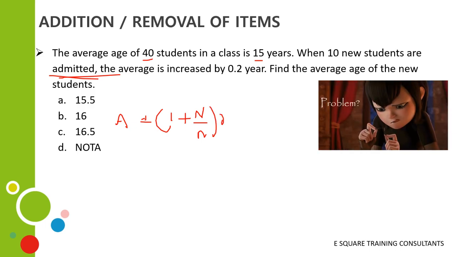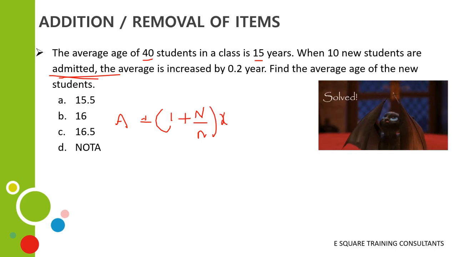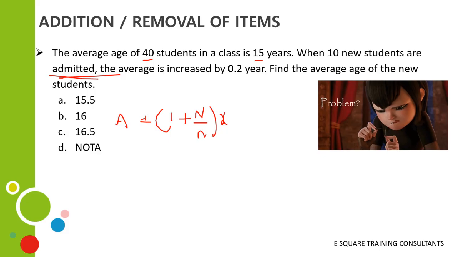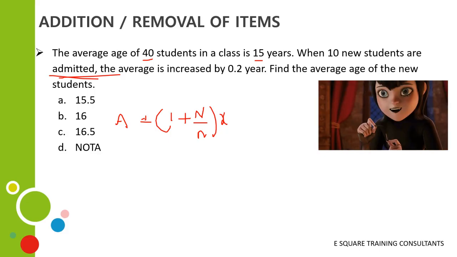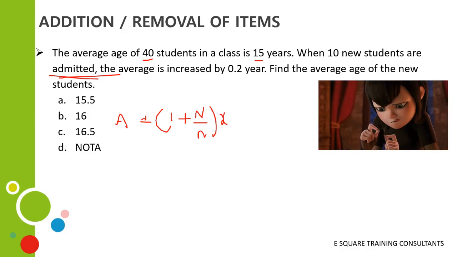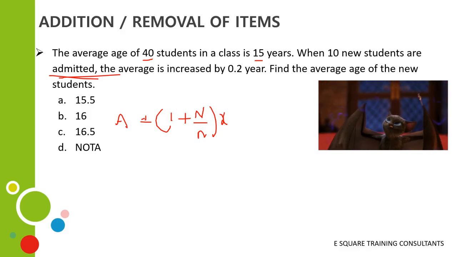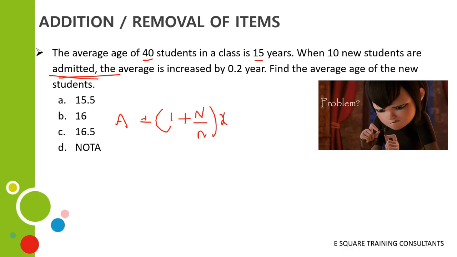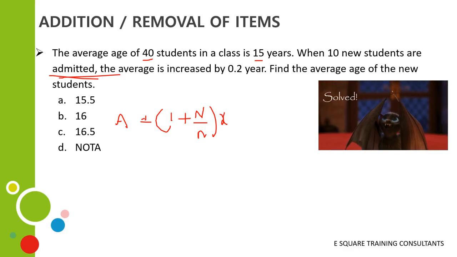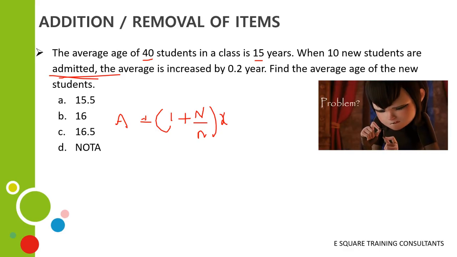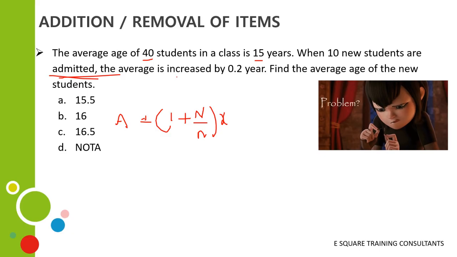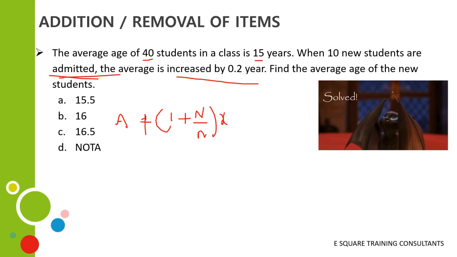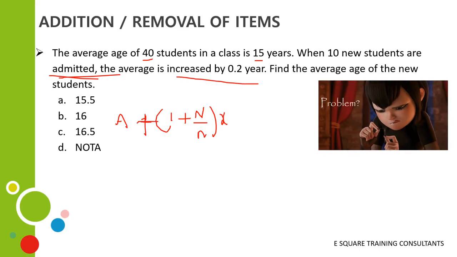As in the previous slides, I had explained, A is nothing else but the average age. The required average is directly given by A plus or minus 1 plus n by N into x, where A is the original average, N is the original number of students, small n is the number of students who have been admitted, and x is by which it has been increased or decreased. So since it is increased by 0.2, we will just go with plus. We will not consider minus at all.